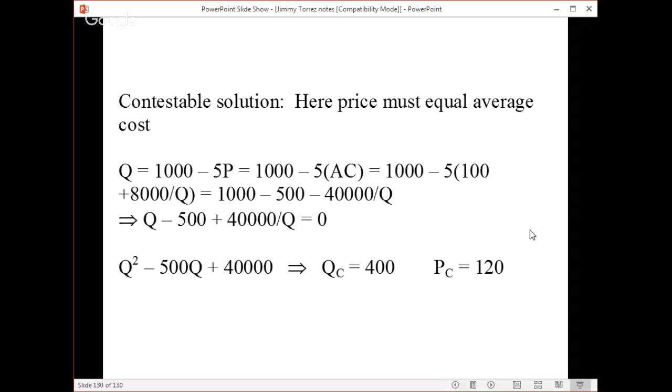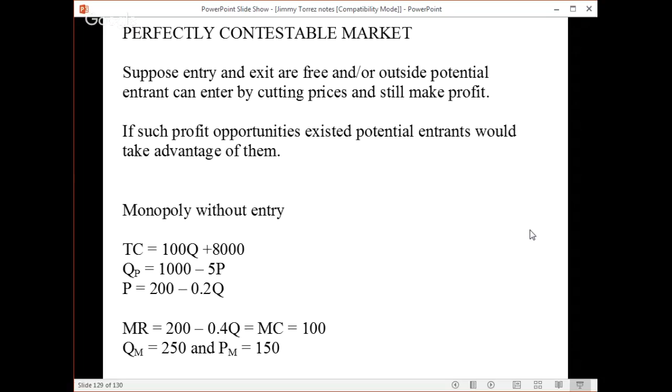Basically, we have a quadratic equation now. I rewrite it as such: Q squared equals 500Q minus 40,000, and that gives me a quantity of 400 and a price of 120. Oops. So if I compare that to the monopoly, I have a lower price and more quantity, but hopefully that keeps people from competing.